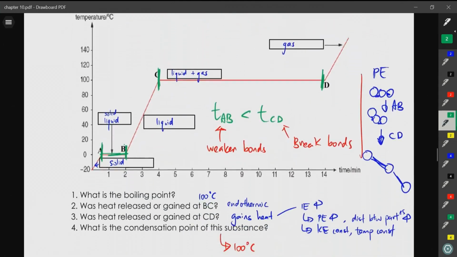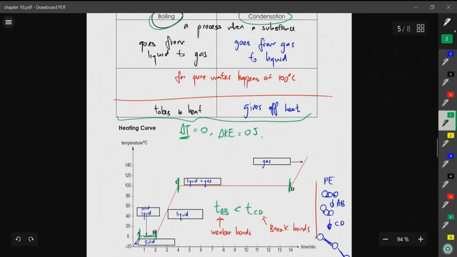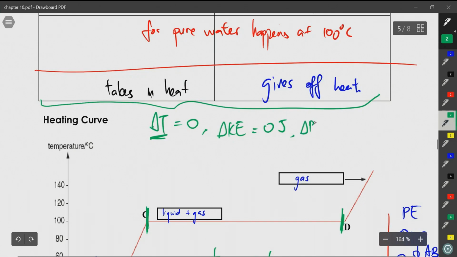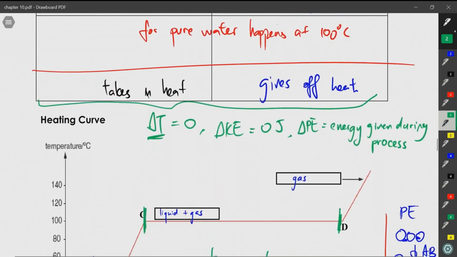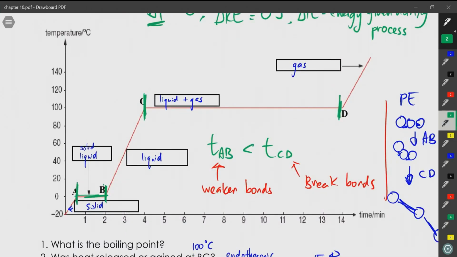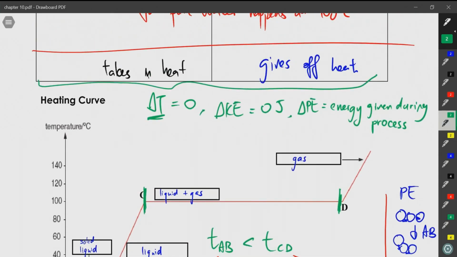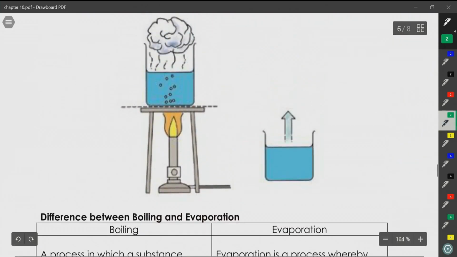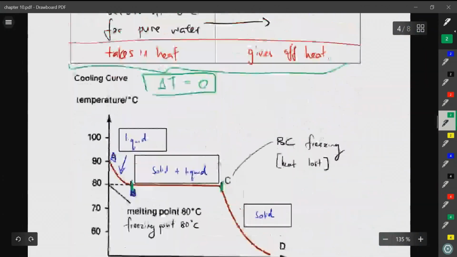So I'm just going to write here as a quick remark: change in potential energy equals energy given during the process. If I give it 10 joules, then it will gain 10 joules of potential energy during this process, all the way until the process ends. Then maybe KE will start to increase, PE might start to increase also, depending on whether the object expands or contracts. And finally, we are done with state changes.